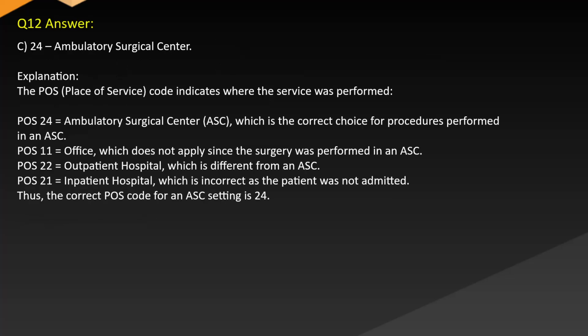Answer C. 24. Ambulatory Surgical Center. Explanation. The POS, place of service, code indicates where the service was performed. POS 24 equals Ambulatory Surgical Center, which is the correct choice for procedures performed in an ASC. POS 11 equals office, which does not apply since the surgery was performed in an ASC. POS 22 equals outpatient hospital, which is different from an ASC. POS 21 equals inpatient hospital, which is incorrect. The patient was not admitted. Thus, the correct POS code for an ASC setting is 24.